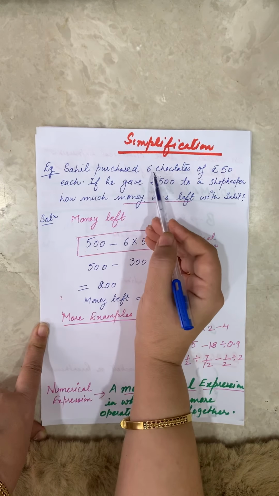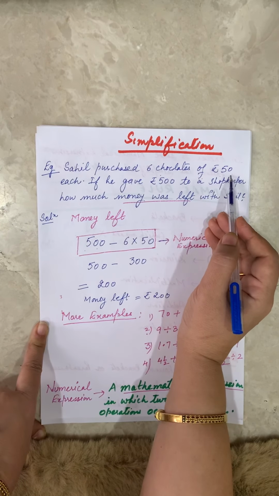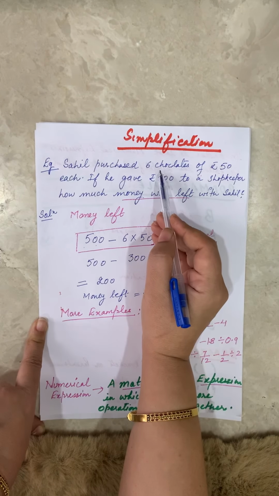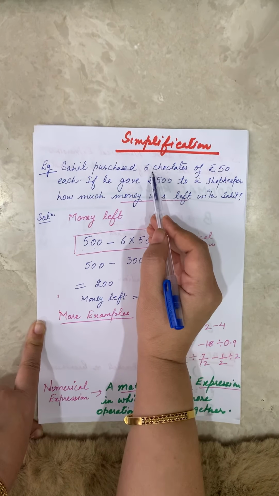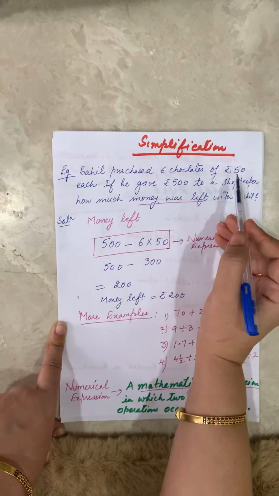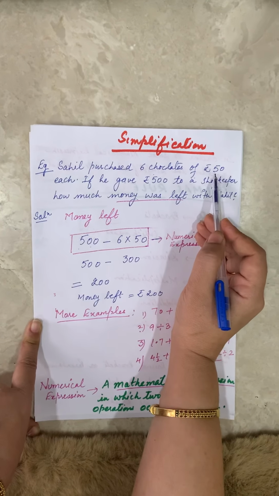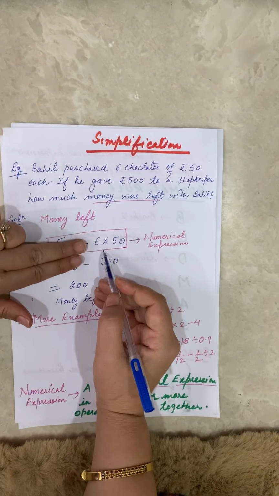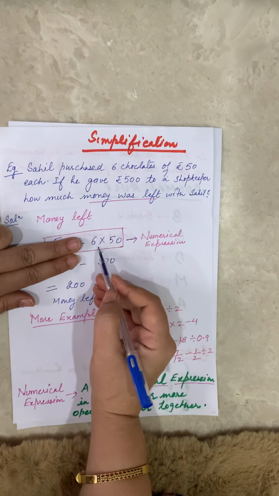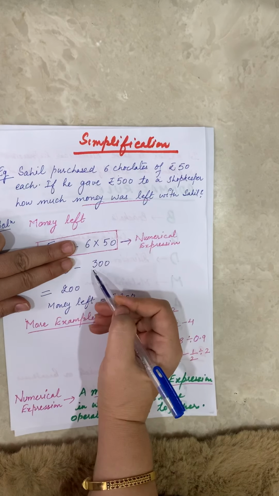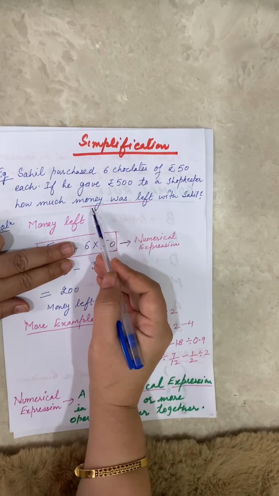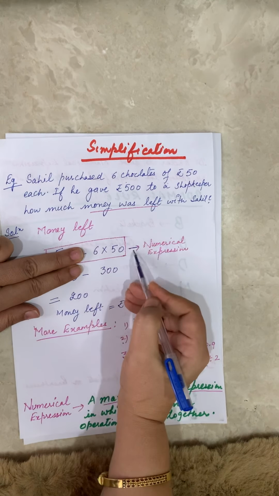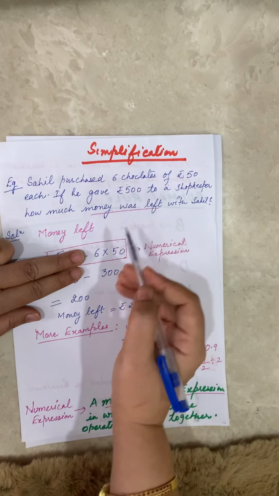Sahil purchased 6 chocolates of rupees 50 each. So cost of 6 chocolates is equal to 6 into 50 because the cost of one chocolate is rupees 50. So I can write this as 6 into 50. This is the cost of 6 chocolates. As we have to find what is the money left, so we have to subtract this cost from 500.